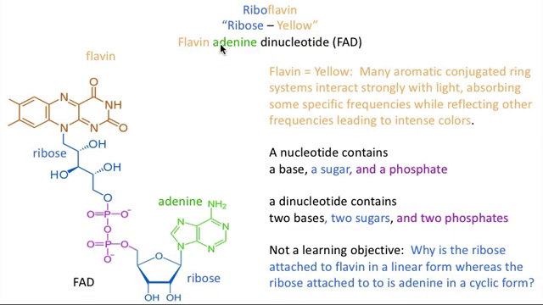Flavin adenine dinucleotide. And why is this called flavin? I don't know if you've ever heard of a flavivirus. These are viruses that turn people yellow due to jaundice. Well, flavin simply means yellow.